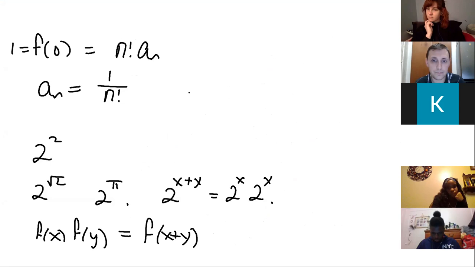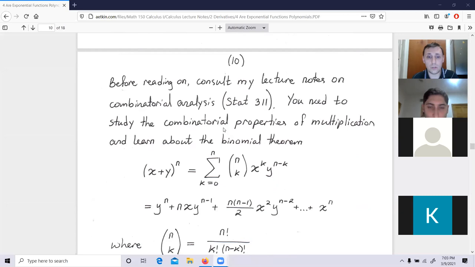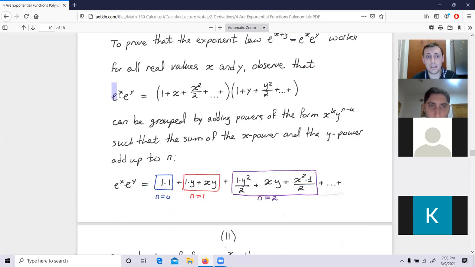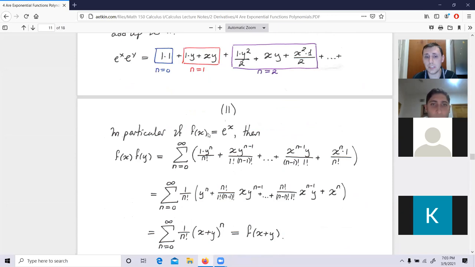This is not statistics, this is analysis, but I explain some ideas because I use the binomial theorem, and I'm not sure if you know it. You can read my statistics notes and see what it is. I didn't teach it in this class, so that's one reason I do not go over it. So here is the thing, guys. What I'm saying is that this is just a representation for the function, right? And if I multiply the power series, I will see that the result is that it has the exponent laws.